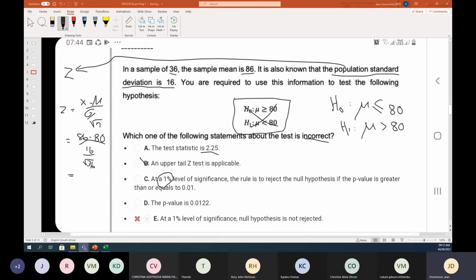So let's just quickly work that out. 86 minus 80 will give you 6 above the line. 16 divided by 6 will give you 2.66 below the line. So basically 6 divided by that gives you 2.25. So that is correct. If you had used a T, you would have gotten that one wrong.